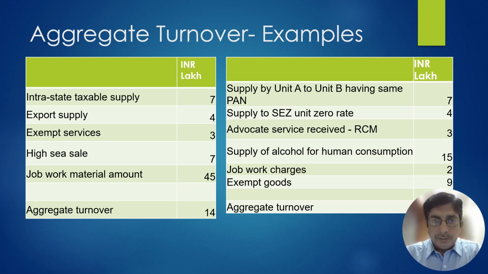So in this example, the advocate service received, on which GST is payable under the reverse charge mechanism, of rupees 3 lakh is not to be considered in aggregate turnover. Similarly, supply of alcohol for human consumption is not leviable under GST, but it will be considered in the aggregate turnover. Job work charges will be considered. Exempt goods will be considered. So in this example, what will not be considered is the advocate service received on which tax is payable by the recipient of supply. All other elements will be included in the aggregate turnover.